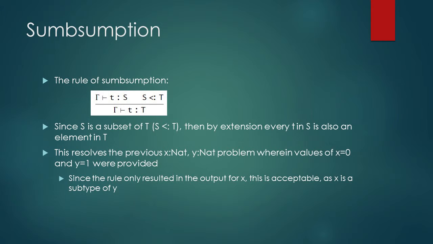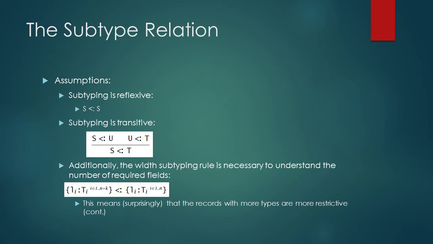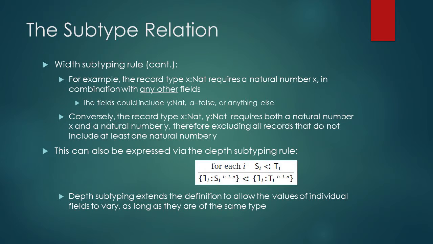Just a couple of features of subtyping introduced on slide 6 here. So subtyping is transitive. So if S is a subset of U and U is a subset of T, then S is a subset of T. So when it comes to understanding the number of required fields, we refer to the width subtyping rule. So what this means, perhaps surprisingly, is that the more fields that are provided in a record, the more restrictive it is.